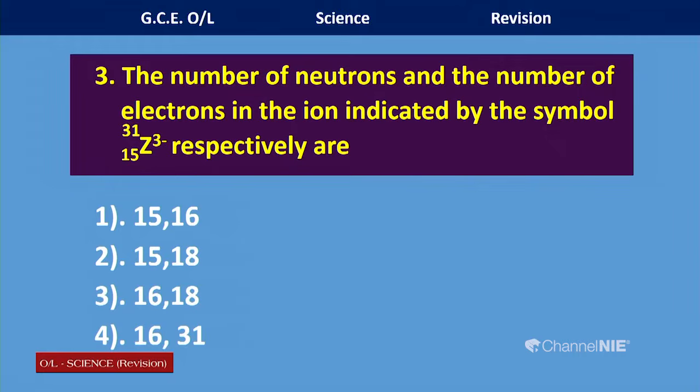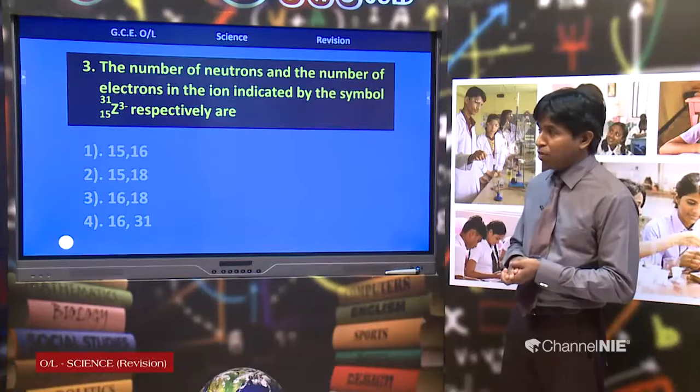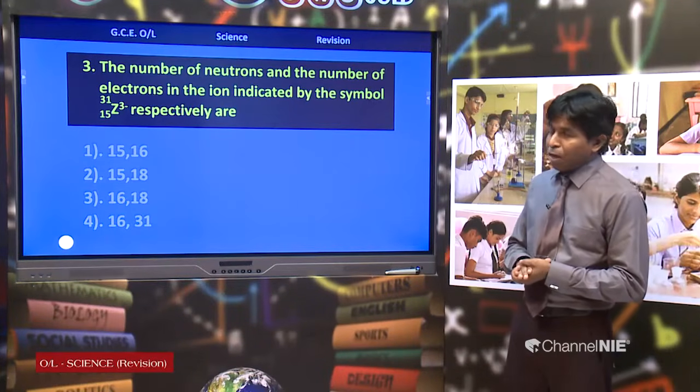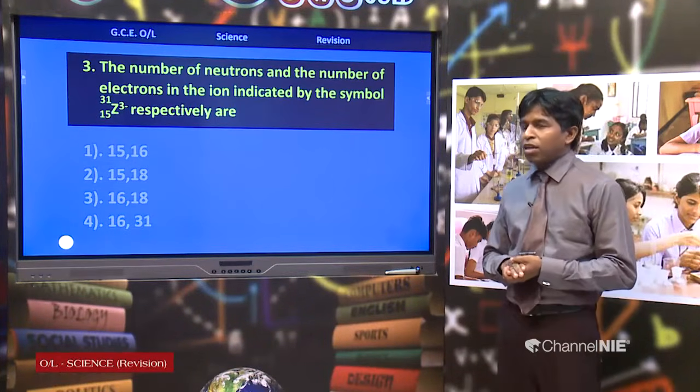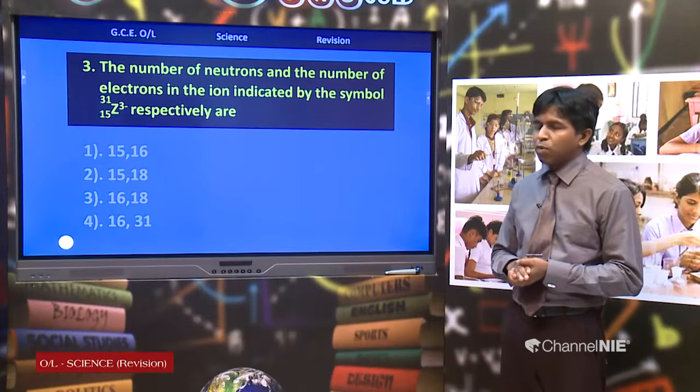You can get the number of protons and electrons easily by looking at the atomic number and the charge. So, protons 15, electrons 18. Then let us see how to get the number of neutrons. 31 minus 15, that is mass number minus atomic number. What is the mass number? Number of protons plus number of neutrons. What is 15? Only protons. So, when you subtract 15 from 31, you get the number of neutrons, that will be 16.